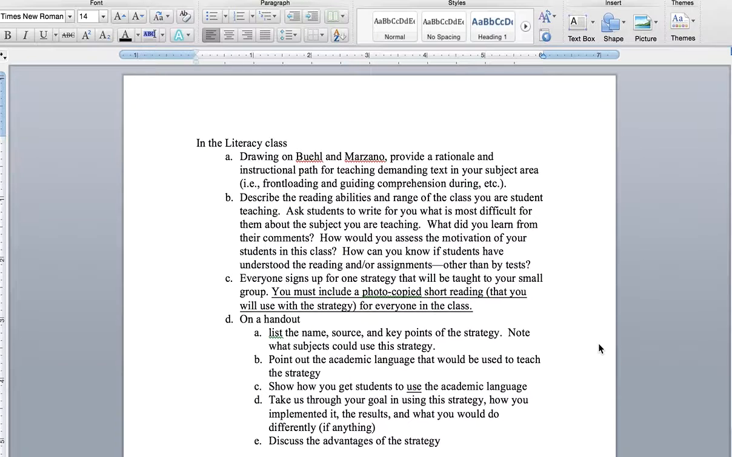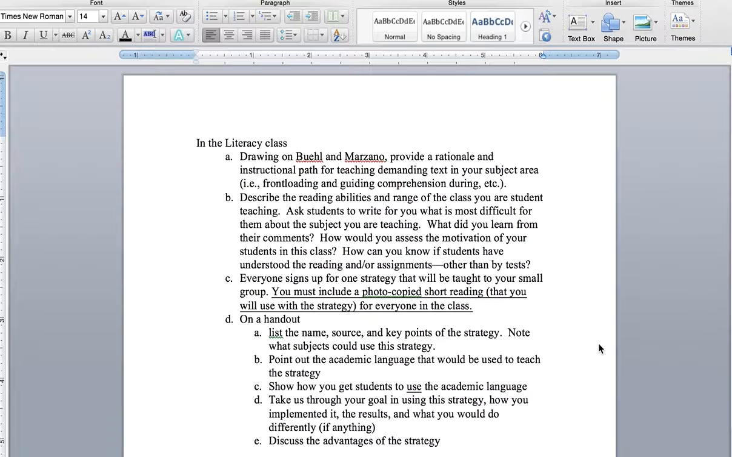Everyone signs up for a strategy that will be taught to your small group, and you're supposed to include a photocopied short reading that you will use with the strategy for everyone in class. One note, if you are using, like I am in this example, a visual text, then you can just include the link. Also, you will include a handout, which lists the name, source, and key points of the strategy, and notes what subjects could use the strategy.